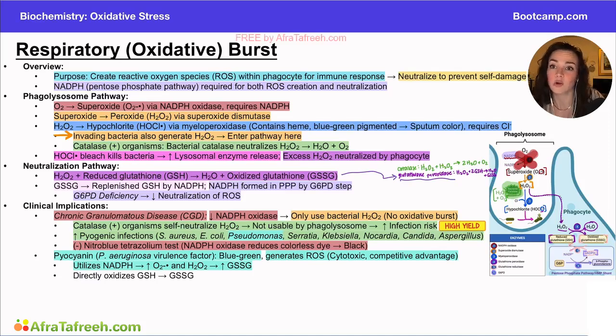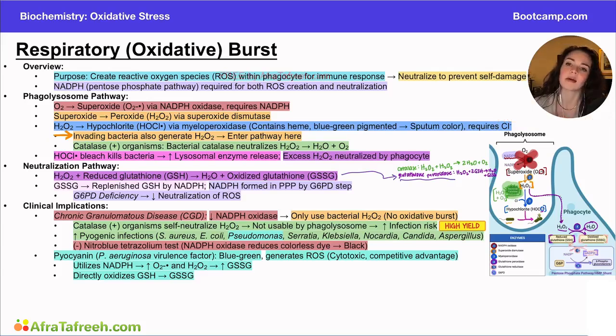However, not only are we chewing up all of this reduced glutathione just because we're producing a ton of reactive oxygen species, the pyocyanin is also going to directly oxidize the reduced glutathione into oxidized glutathione. And that oxidized glutathione can't do anything. We need it to be the reduced form in order for it to detoxify reactive oxygen species. So we're getting this buildup of reactive oxygen species and this real depletion of the reduced glutathione that you need to detoxify the reactive oxygen species. And that is a winning recipe for Pseudomonas, thanks to that pyocyanin virulence factor.